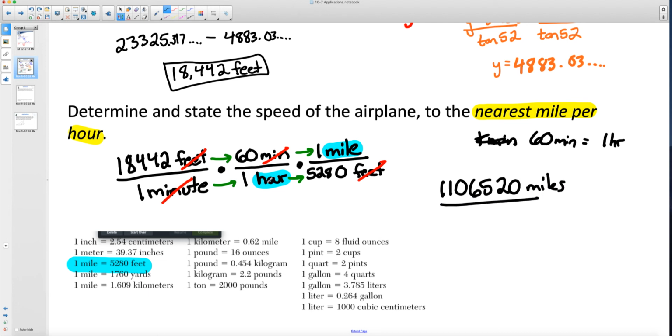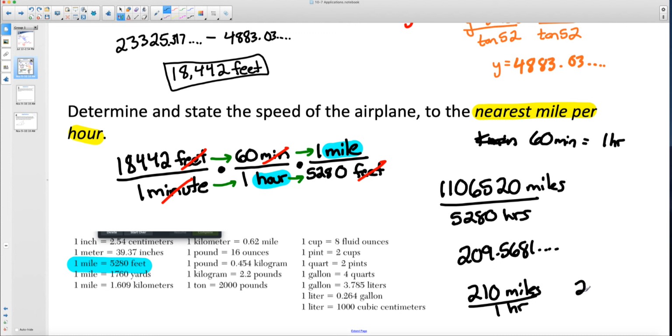miles divided by 5280 hours. So now we need to divide this because we want it to just become per 1 hour. So we'll use our calculator, divide by 5280. And when we divide that, we're going to get 209.5681... They say to the nearest mile per hour, so 210 miles every 1 hour. You could certainly write it like this, 210 miles per hour.